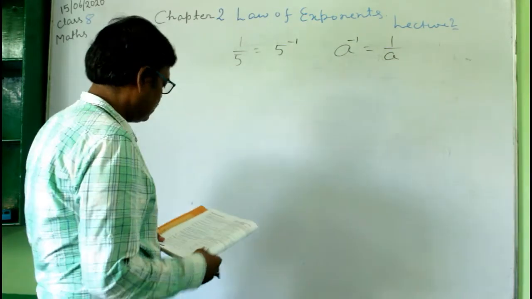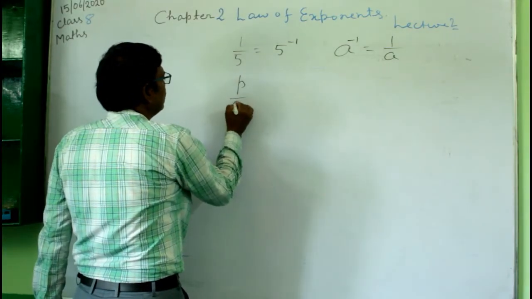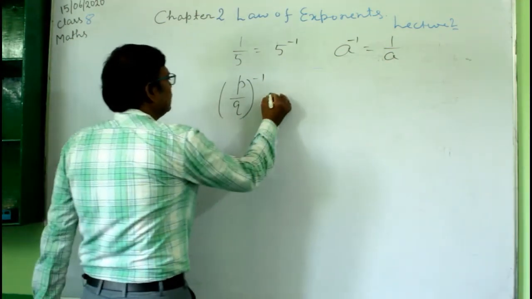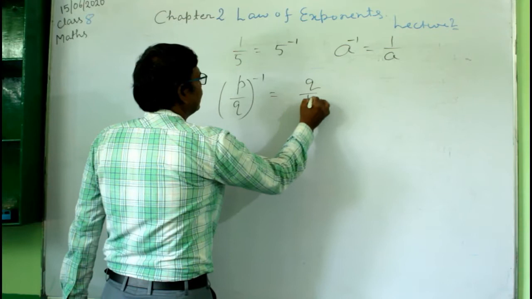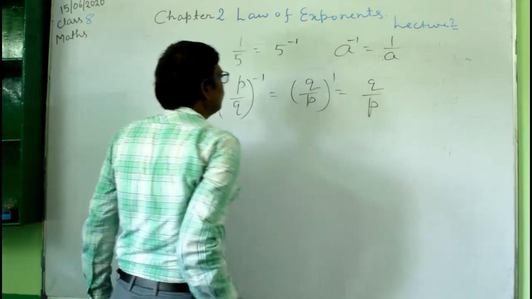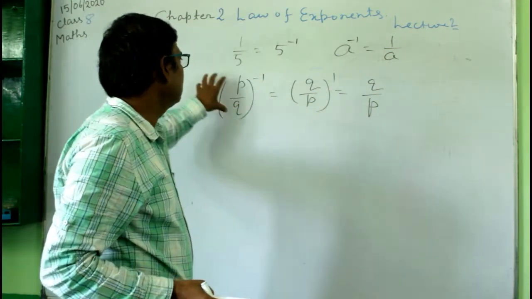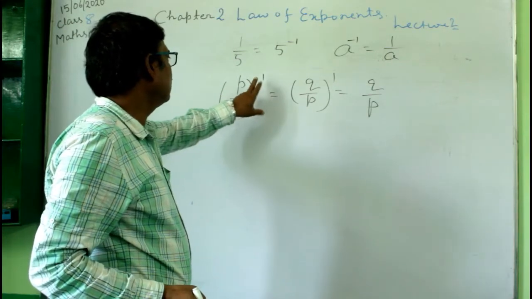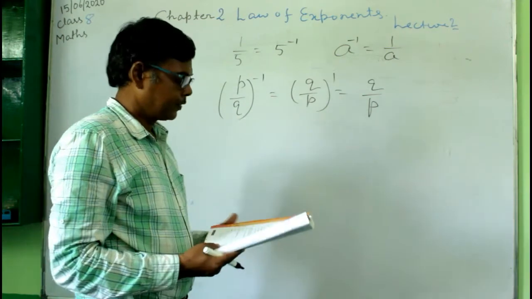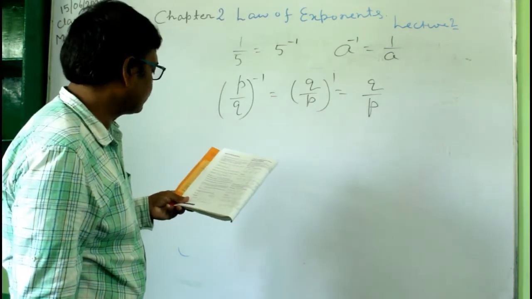And similarly, if you have any rational number, for example p by q, and its power is minus 1, then this will be q by p, with power 1, or only q by p. You must remember how to convert negative exponents to positive. Here this is minus 1, so if you make it positive, you have to write the reciprocal of p by q, that is q by p. That is the meaning of negative exponents.